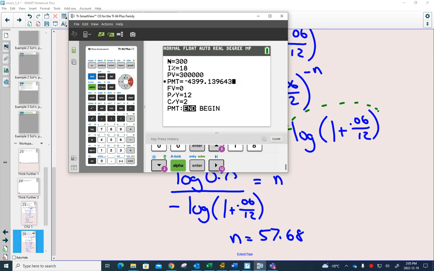Times 300 payments, $1.3 million. You're paying an extra $1 million in interest over the life of your house. So then you might say to yourself, I don't think it's worth it. I think I'll rent, because I don't want to pay that high interest rate. Okay?